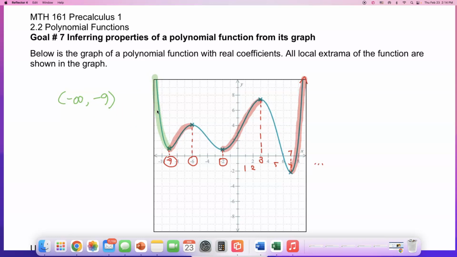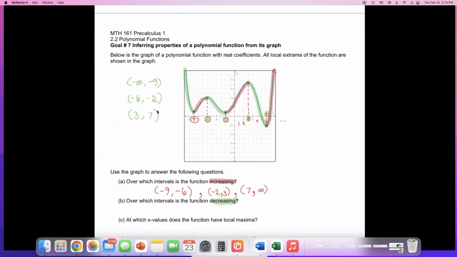The next section where the graph is going down is from -6 to -2. And the last section going down is from, what is this? 3 to 7. So these are the 3 intervals where this graph is going down from left to right, okay? All right, let me put these over here. So that's the first, this is the second, and this is the last.